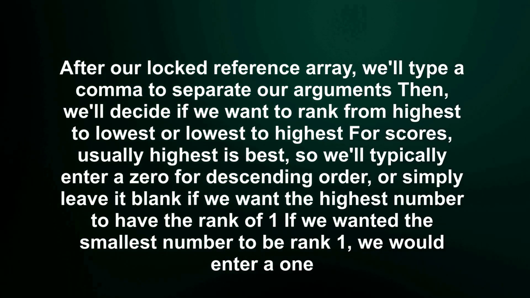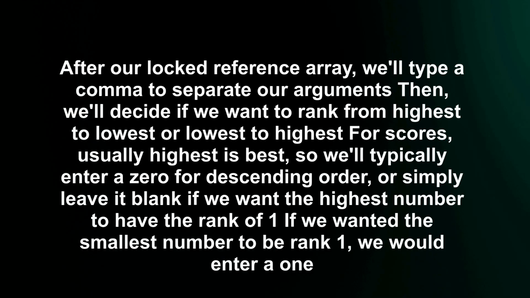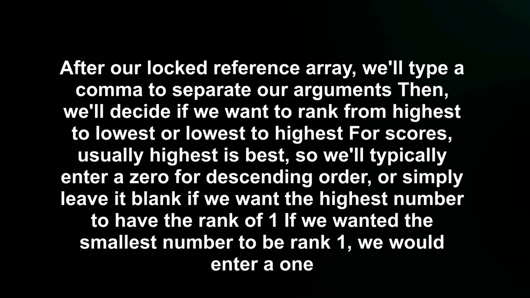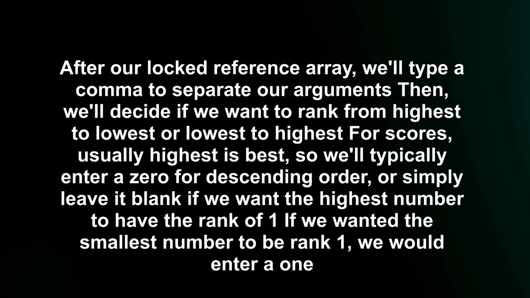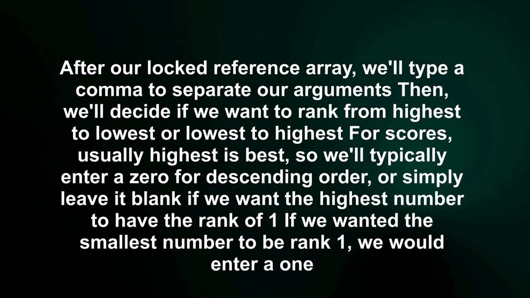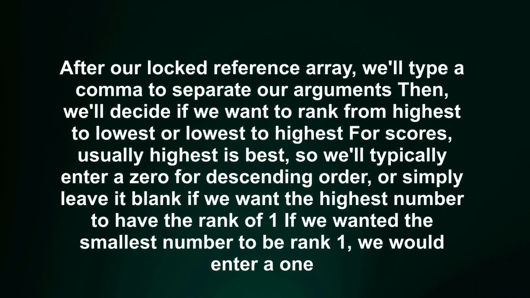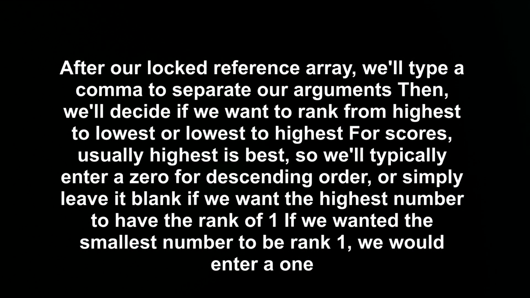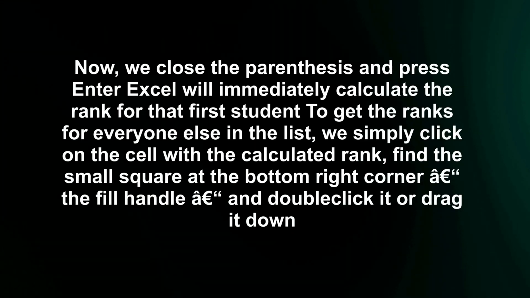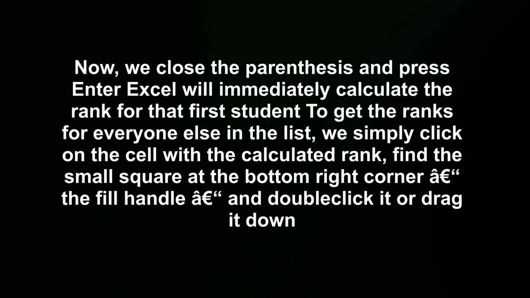After our locked reference array, we'll type a comma to separate our arguments. Then, we'll decide if we want to rank from highest to lowest or lowest to highest for scores. Usually highest is best, so we'll typically enter a 0 for descending order, or simply leave it blank if we want the highest number to have the rank of 1. If we wanted the smallest number to be rank 1, we would enter a 1. Now, we close the parenthesis and press enter. Excel will immediately calculate the rank for that first student.